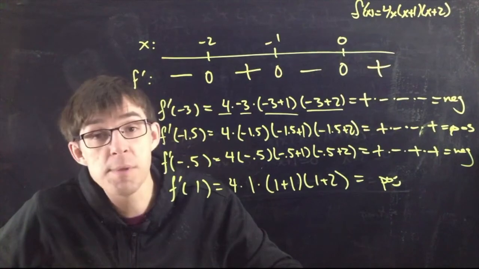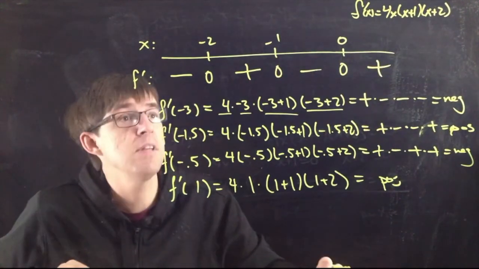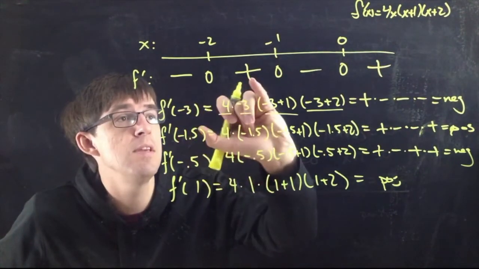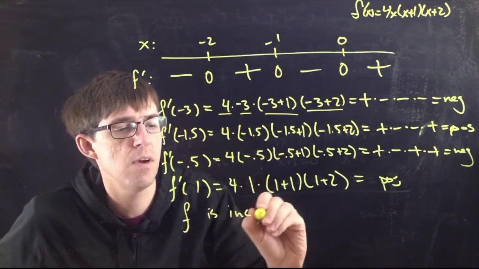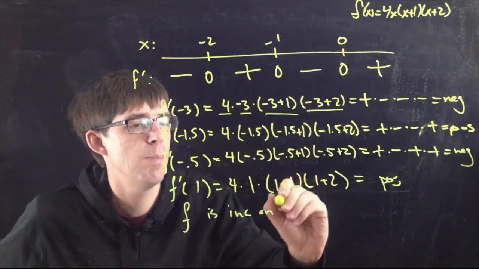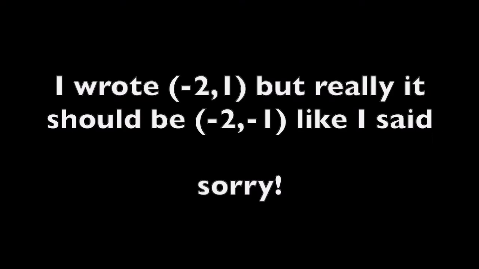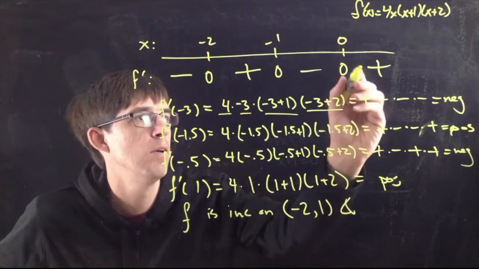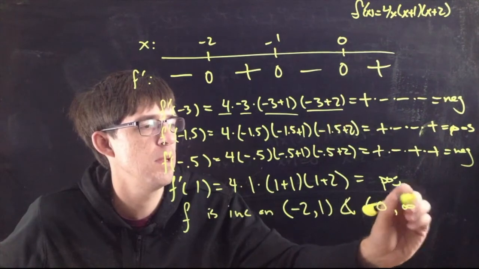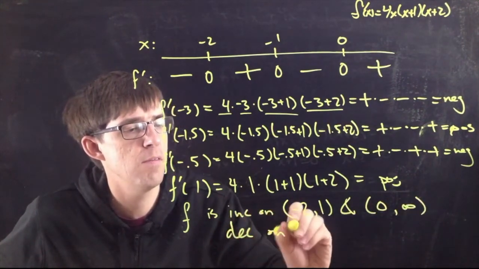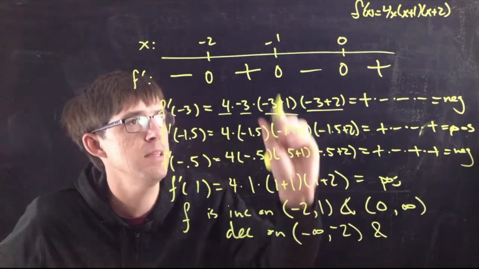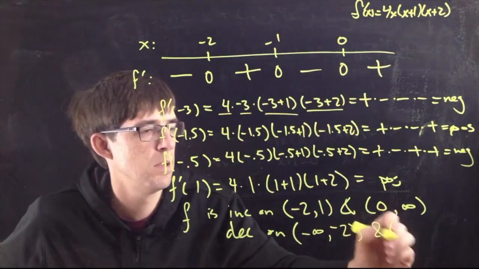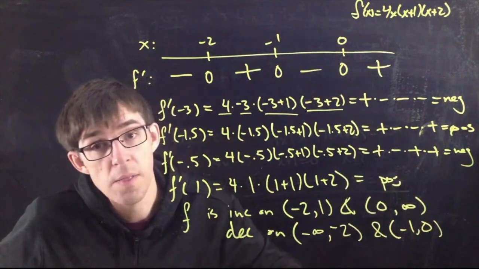All right, we're pretty much done with all the work. We can just say our answer at this point. It increases when these are positive and it decreases when these are negative. So I'm going to say f is increasing on the interval -2 to -1, and over here, which is 0 to infinity. And it's decreasing on the interval over here, -infinity to -2, and here, -1 to 0. That's the way.